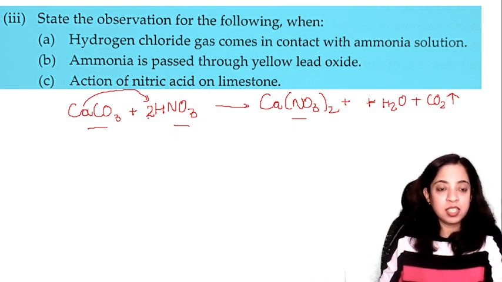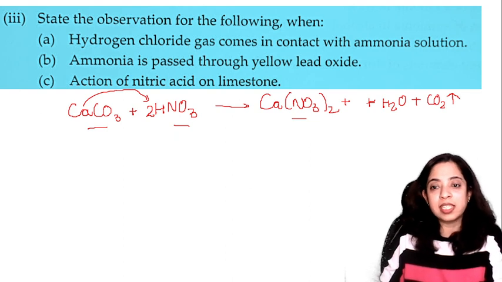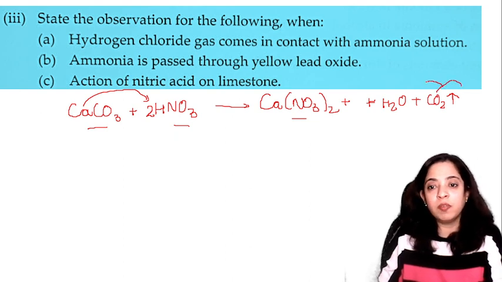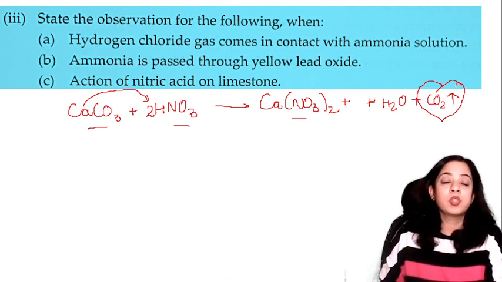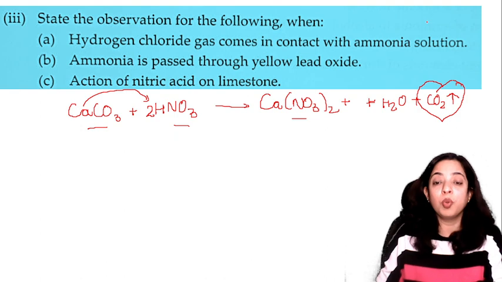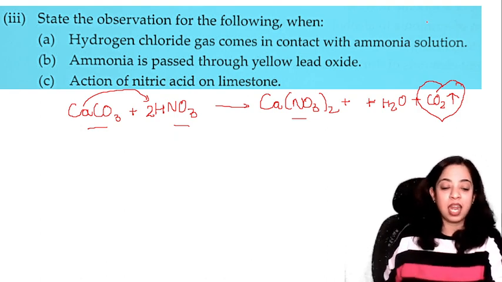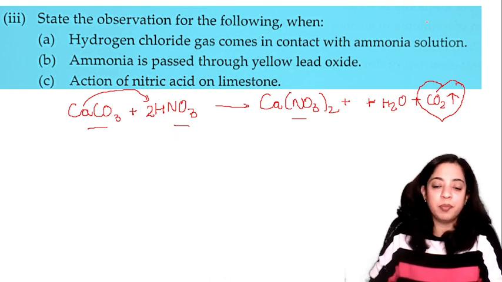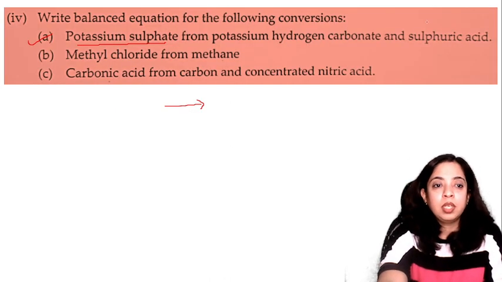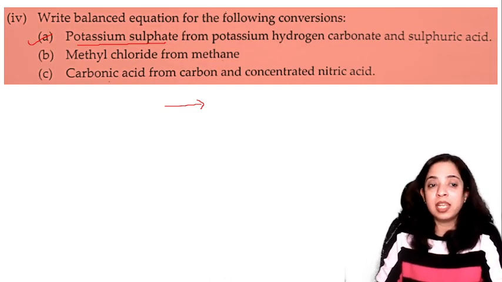So when nitric acid reacts with limestone, carbon dioxide gas is liberated. This is what will be observed, right? Carbon dioxide will be seen with effervescence. So this is what is observed. In the observation, you have to mention in writing that effervescence due to carbon dioxide is seen or carbon dioxide gas is liberated. Now let's write the balanced equation.